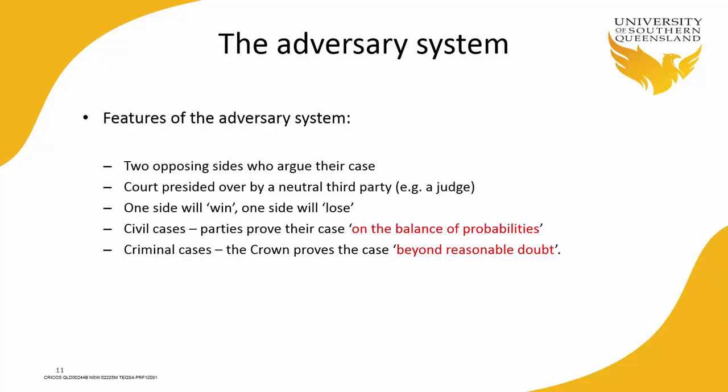So the courts are basically neutral third parties. There will be a winning side and a losing side. In civil cases we have to provide our evidence on the balance of probabilities, so anything above 50% would actually tip you to win. Or in criminal cases we have a higher threshold, where the Crown has to prove their case beyond reasonable doubt. All right.